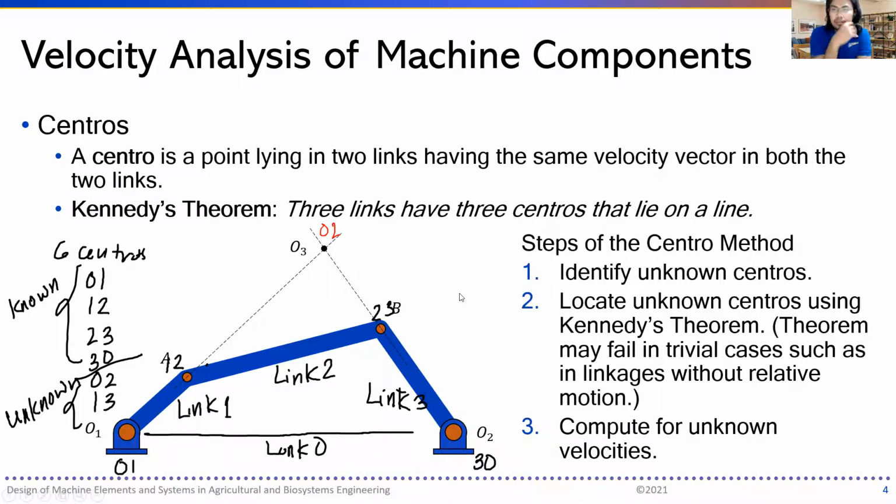Now the steps to find the centro, used to solve for the unknown values of the magnitudes of your velocities, because again, this is a velocity analysis method. So the steps of the centro method is to identify first the unknown centros. So we have 1, and then we locate the unknown centros. We identified 2, and we have already located 1. And then afterwards, we can use those centros to find the unknown velocities using the same method we used for our IAOV.